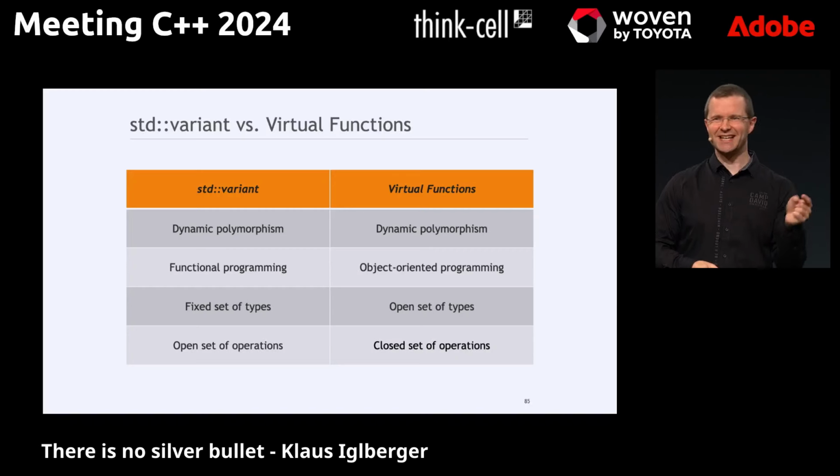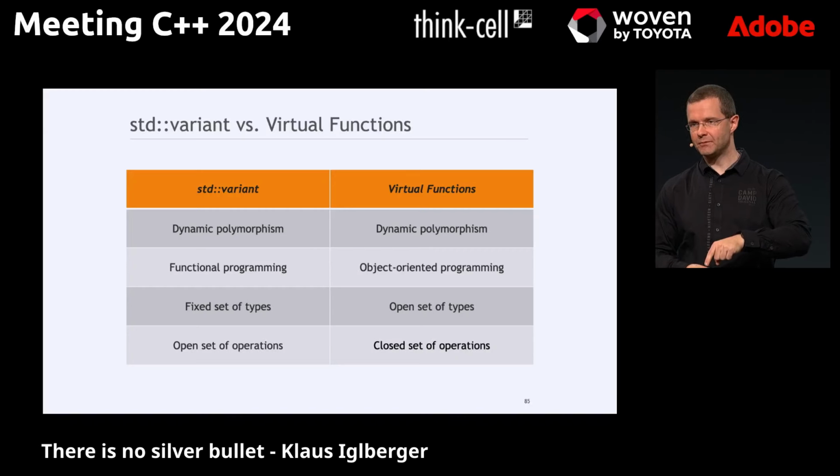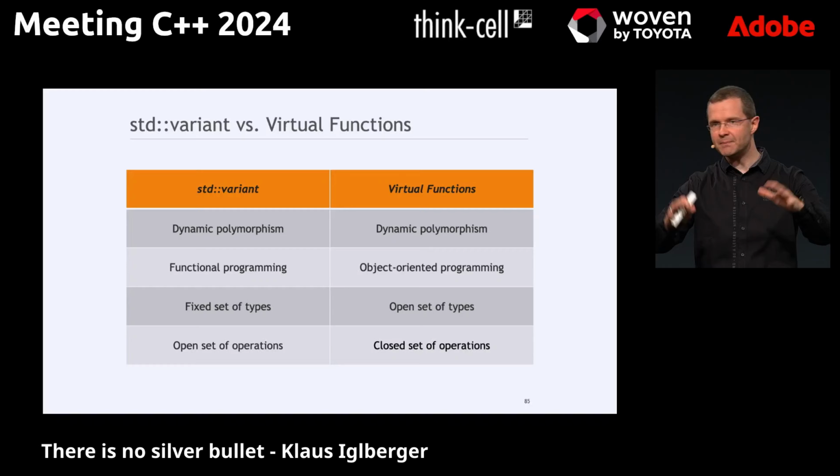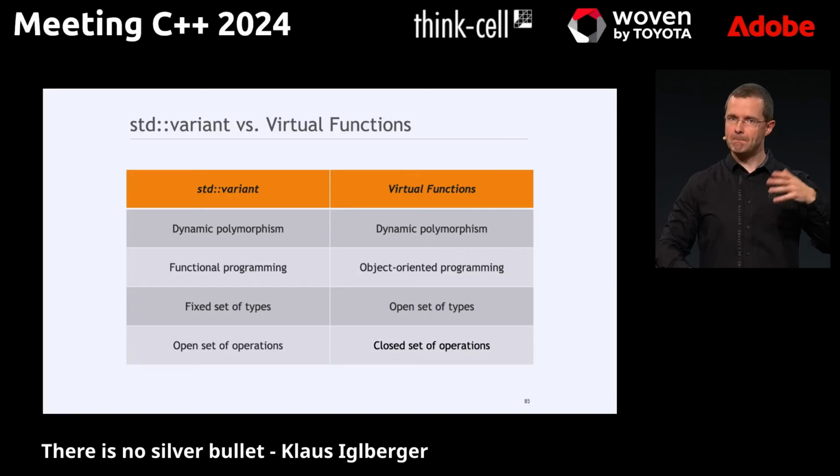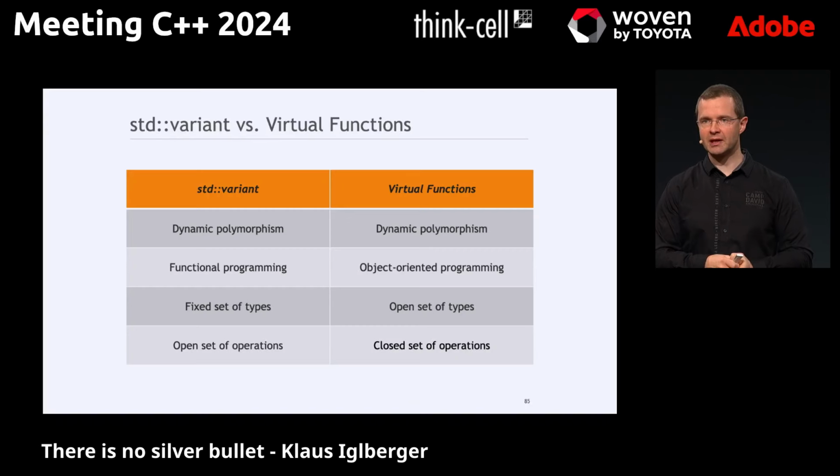But object-oriented programming is kind of exactly the opposite. You work with an open set of types. Anybody can add new types. But you have a limited set of virtual functions. So you're working with a limited set of operations. It's the opposite.